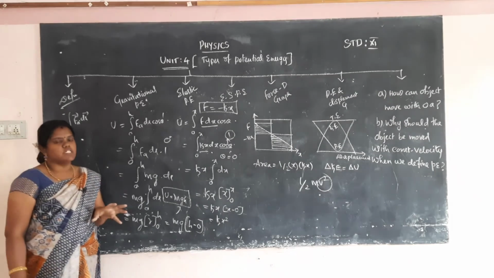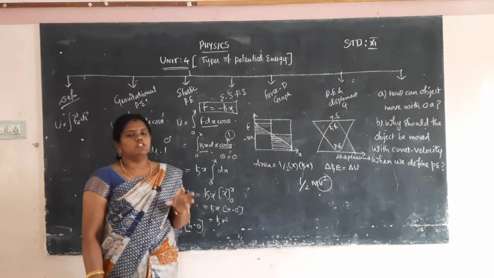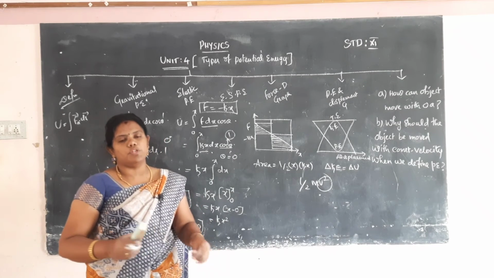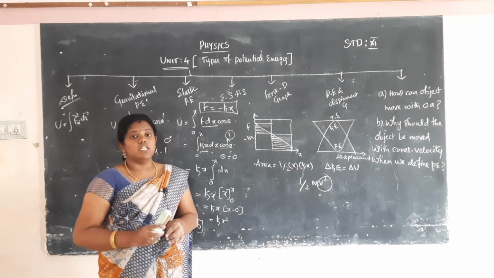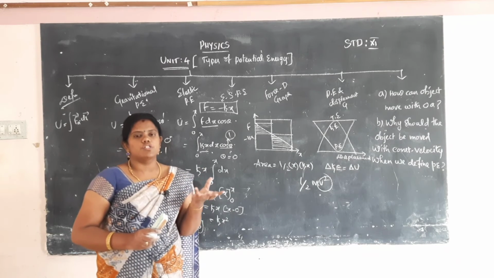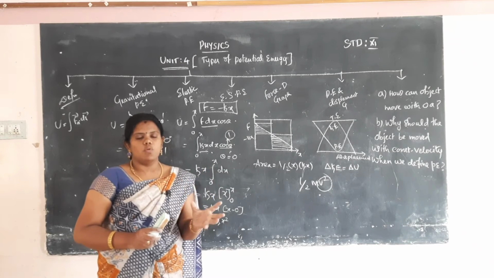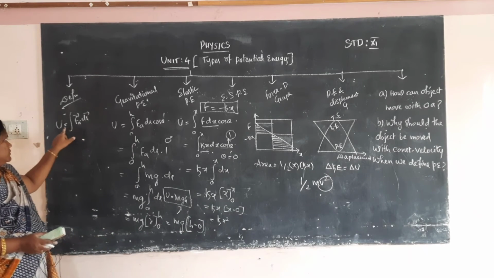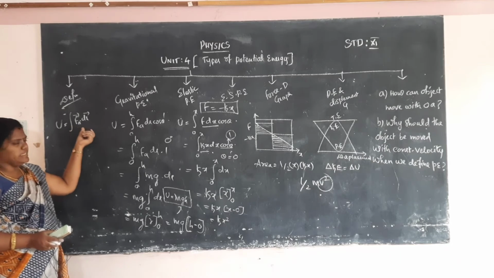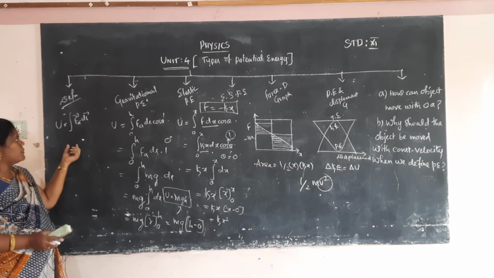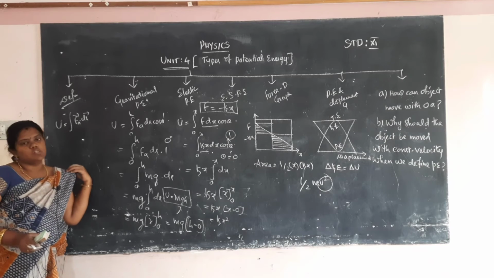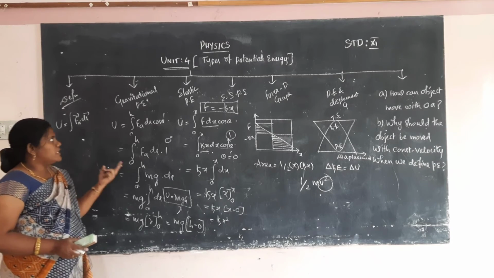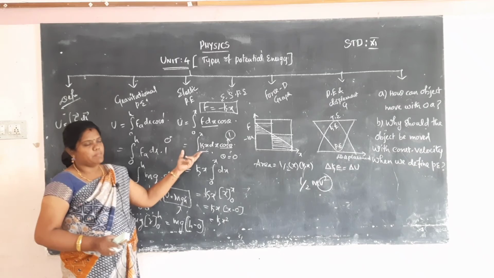First, what is potential energy? It is the work done to move an object from one position to another position. Potential energy is always equal to the work done. Work done on an object is always stored as potential energy. So potential energy U is equal to the integral of the work done formula, F_A dot dr. That is the potential energy formula. The unit of potential energy is also the Joule. Then there are three types: gravitational potential energy, elastic potential energy, and electrostatic potential energy.